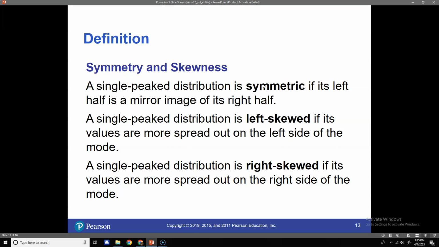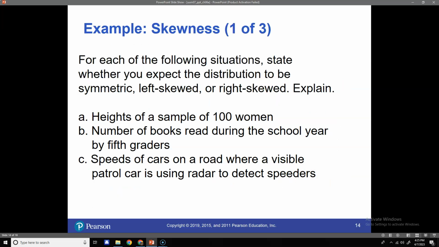So there we go. Symmetric if its left half is a mirror image of the right. Left skewed if the values are more spread out on the left, or the tail is to the left, where you would see outliers, and right skewed if the values are more spread out on the right side. Okay, so for each of the following, state whether you expect the distribution to be symmetric, left skewed, or right skewed. Explain. Heights of a sample of 100 women.